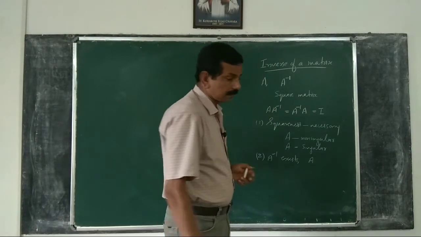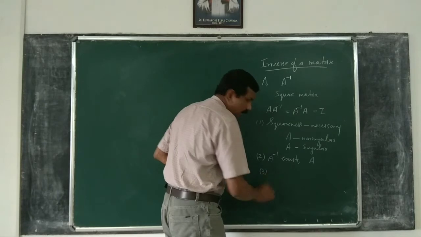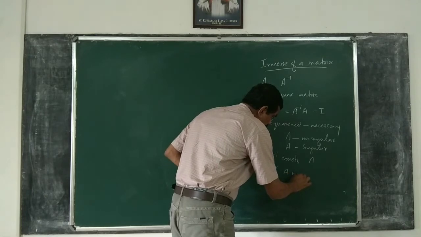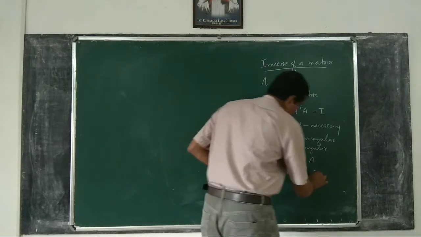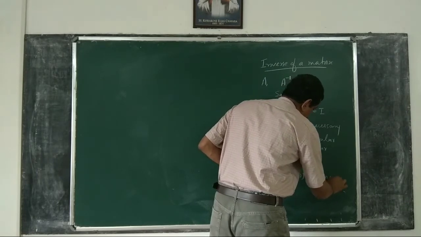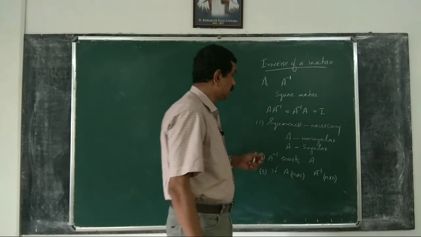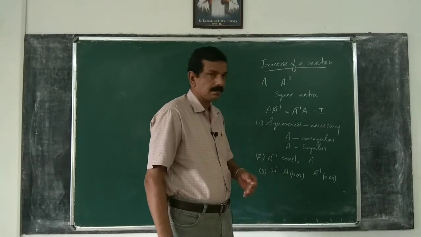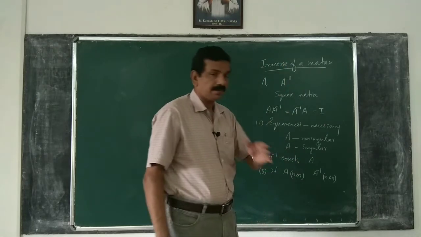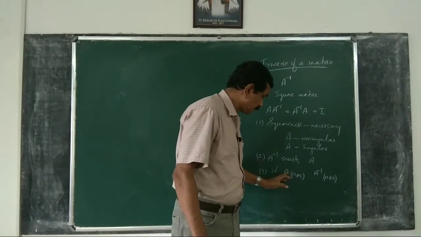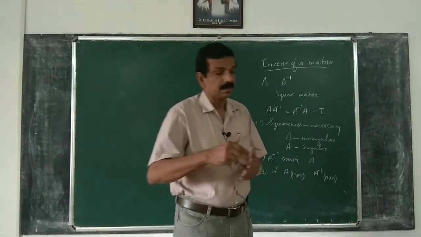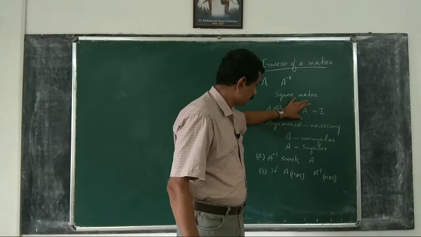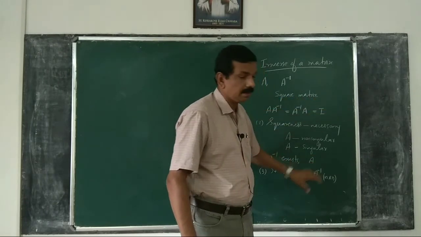The third property: if A is an n by n matrix, then A inverse is also n by n. Remember, inverse exists only for square matrices. If A has the order n by n, A inverse also has the order n by n. Then only the condition A A inverse equals A inverse A equals I will be satisfied.